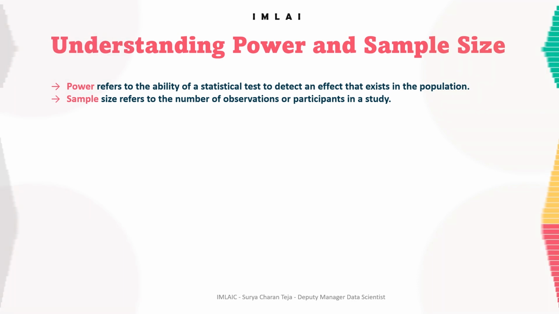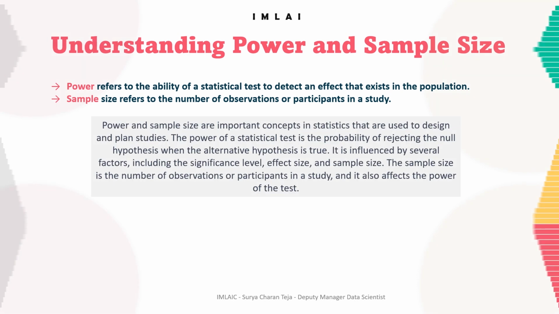The power of a statistical test is the probability of rejecting the null hypothesis. What's power? The power of a statistical test is the probability of rejecting the null hypothesis when the alternative hypothesis is true. So it's influenced by several factors, including the significance level, effect size, and sample size. The sample size is the number of observations or participants in a study, and it also affects the power of the test. Then we have sample size.